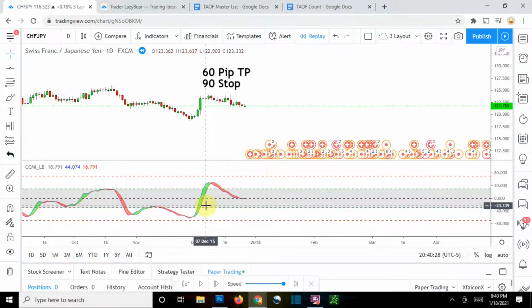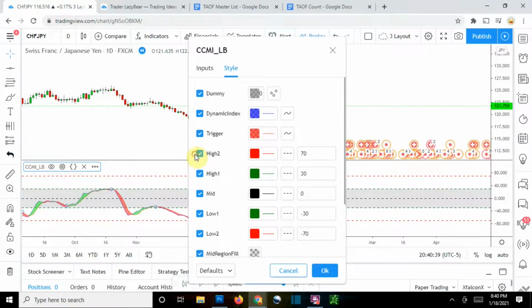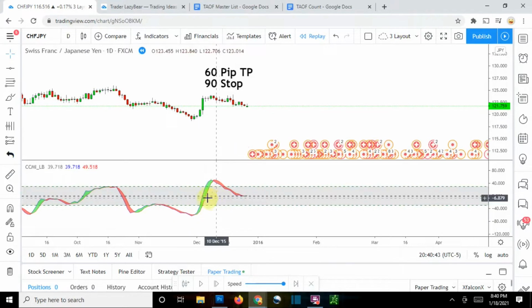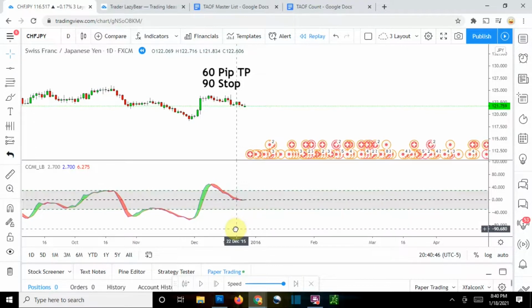What we are going to do today is look for the initial overbought and oversold zones. So just so we don't get confused, let's turn off the extreme zones and just look at this area. Again, very similar to the RSI.